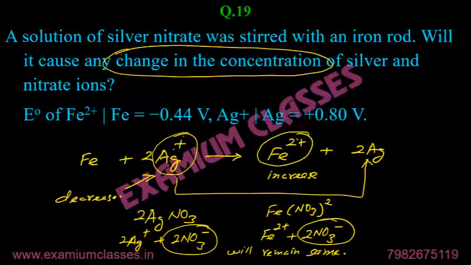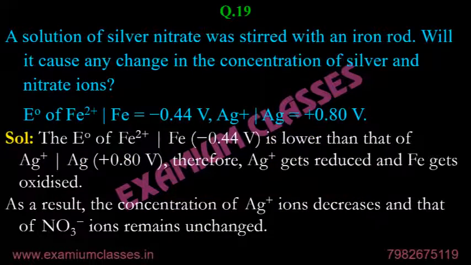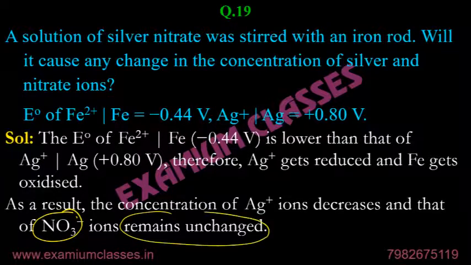Obviously, you will apply the principle, you will apply the rule to find out whether there will be a reaction or not, but you need to be cautious that there may be some ions whose concentration may not change even if the reaction is taking place. So the concentration of nitrate ion remains unchanged.